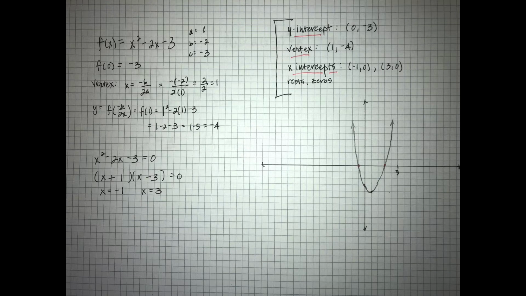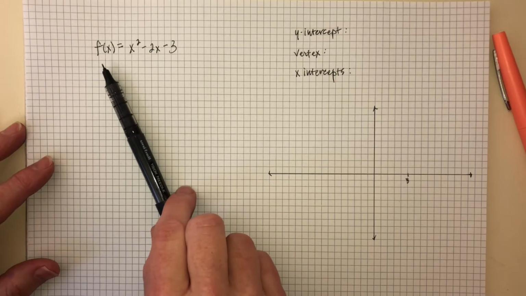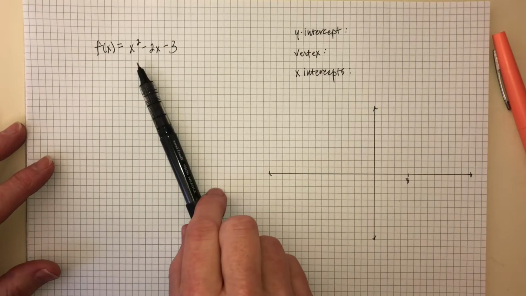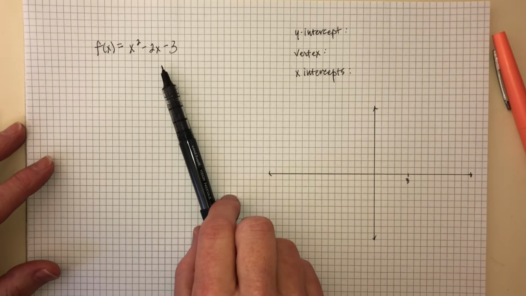Hey everyone, welcome. In this video, I'll show you how to graph a quadratic function. So let's say we're given this function f of x equals x squared minus 2x minus 3.